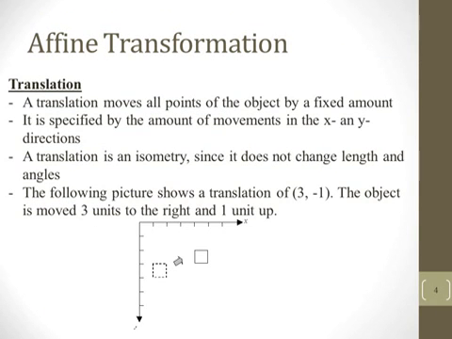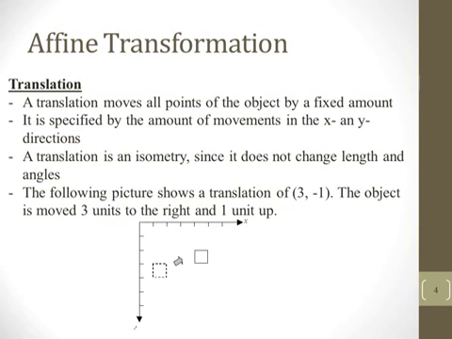First, the translation. A translation moves all points of the object by a fixed amount, as we can see here, along the x and the y. So it is specified by the amount of movement in the x and y direction. A translation is an isometry because, besides being an affine transformation, it does not change the length of the sides and the angles between the sides.